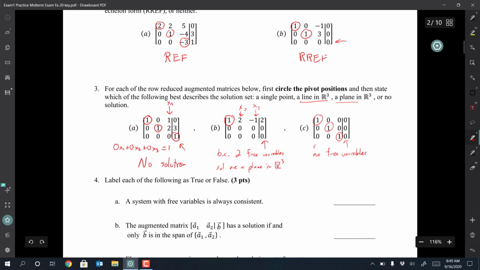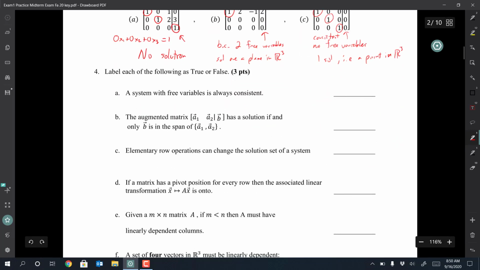So let's say this guy is consistent because there's no pivot in the far right column and there are no free variables. This implies one solution, which is a point in this case in R3. Right, so the solution is x1 is 0, x2 is 0, x3 is 0. It's the origin in R3.